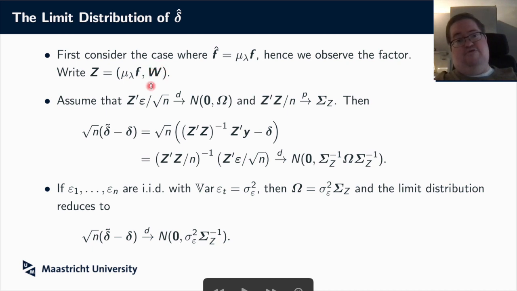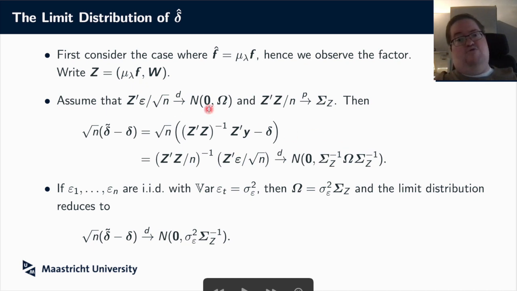Well, then I can just look at the standard assumptions for the regression model. So I assume that z prime epsilon divided by square root n is going to converge to a normal with some mean 0 and a covariance matrix omega. Now, of course, depending on what assumptions you make, you could make this omega look different. We're not going into that now because it's not crucial for the analysis.